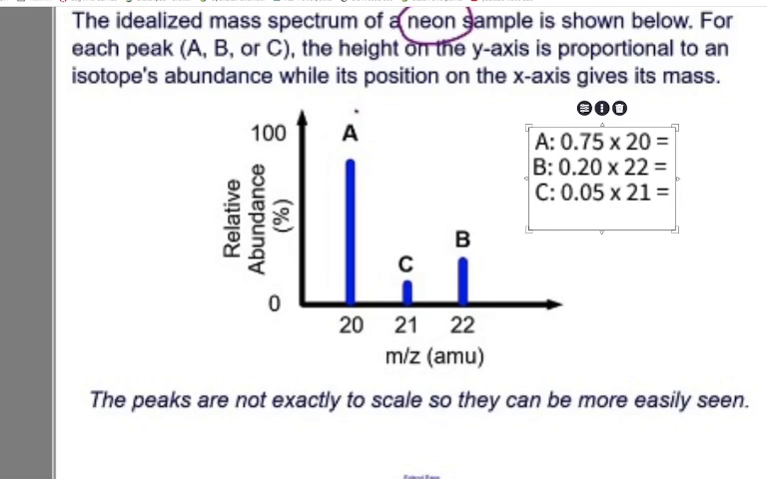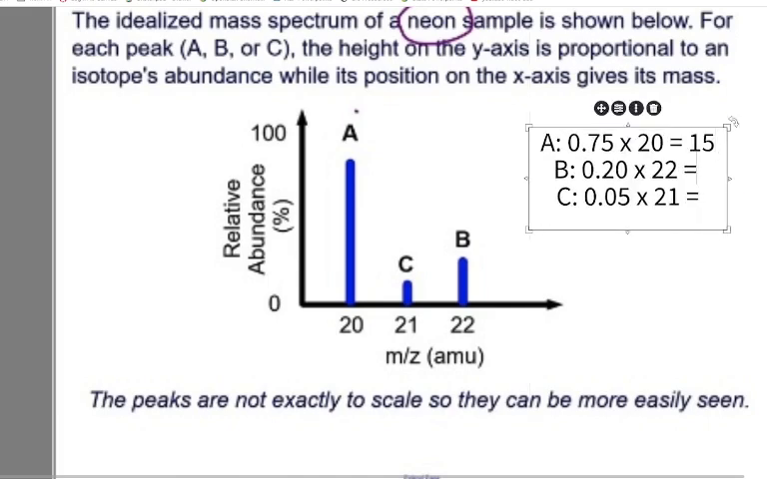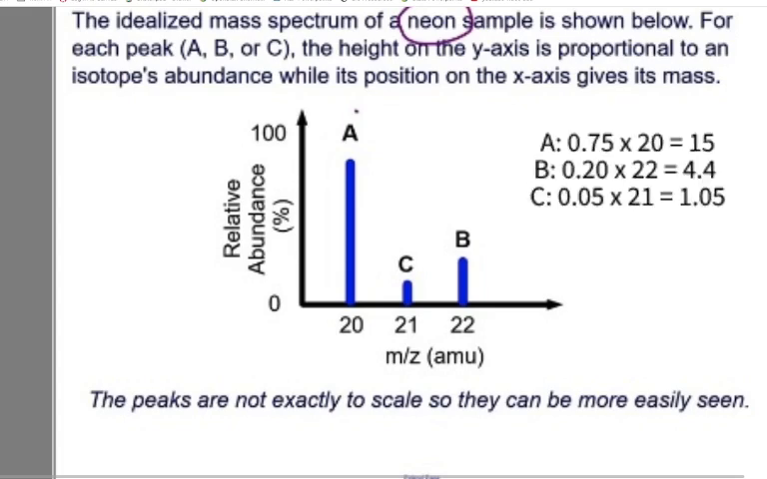And we get, for A, we should get 15. For B, we should get 4.4. And for C, you guys should have got 1.05. Okay, now this will give us a total, right?